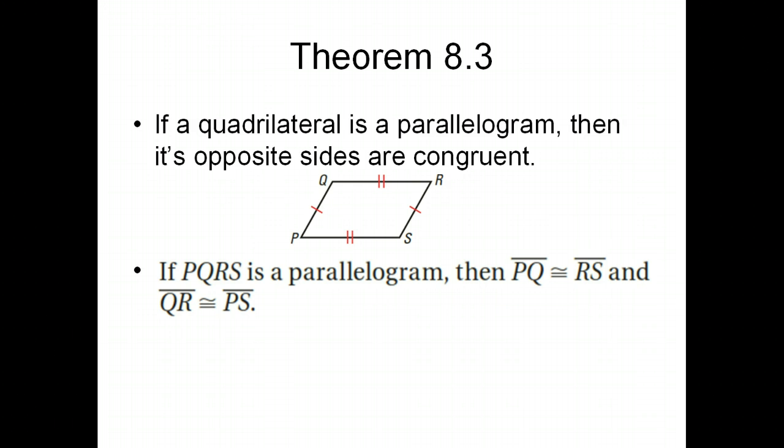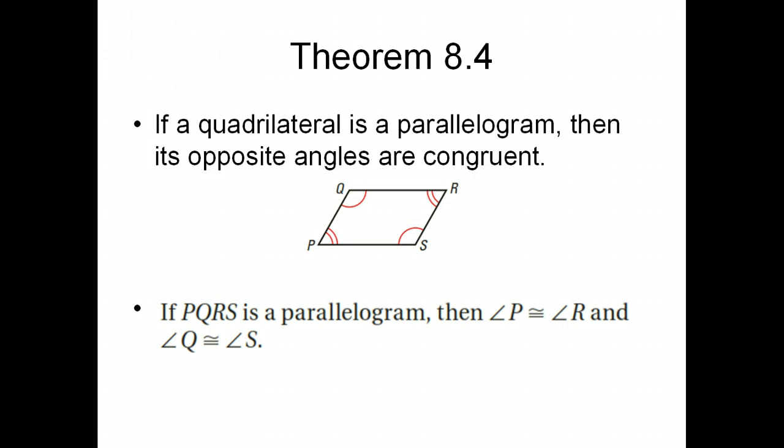If a quadrilateral is a parallelogram, then its opposite sides are congruent. So not only are they parallel, but their measurements are equal, the opposite sides. And if it's a parallelogram, then the opposite angles are also congruent. So their measurements are equal for opposite angles.